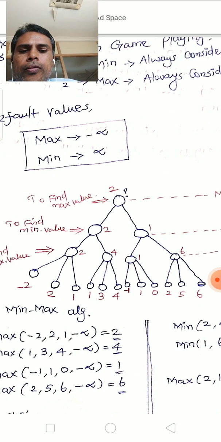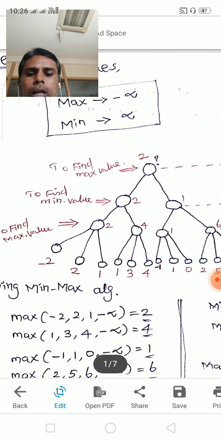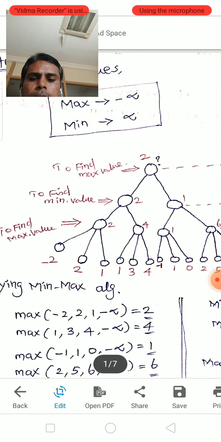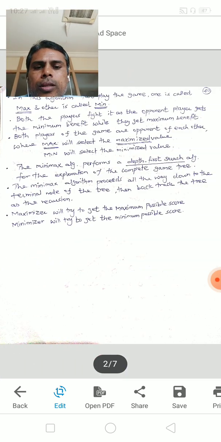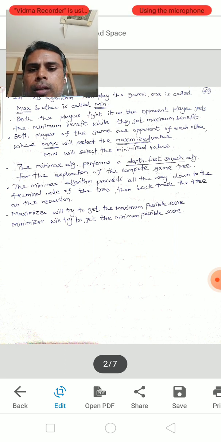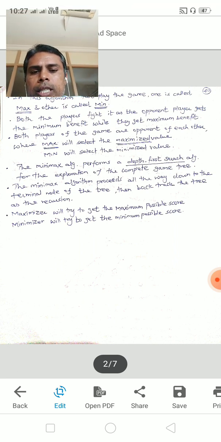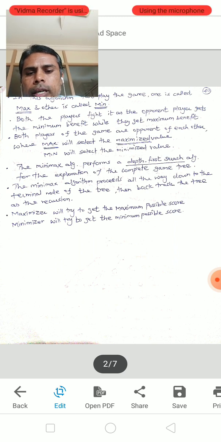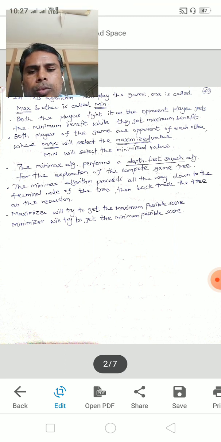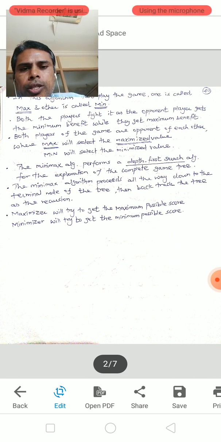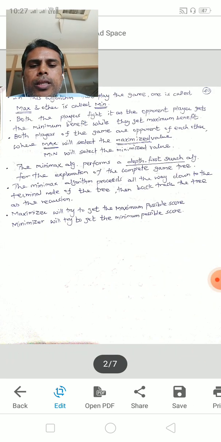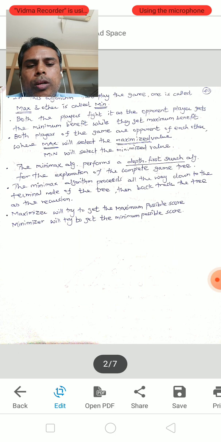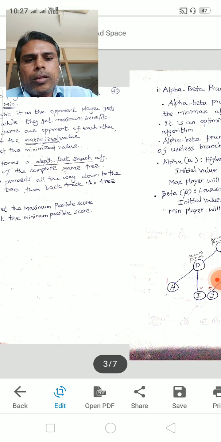So from this graph we have to calculate the value from the leaf nodes. The bottom nodes are called leaf nodes or terminal nodes. So you have to find the value with a bottom to top approach, that is called recursion, again backtracking. Then the maximizer will try to get the maximum possible score and the minimizer will try to get the minimum possible score for the given set of conditions. That's all about the min-max algorithm, the basic definition and how to solve the problem with the help of that algorithm.